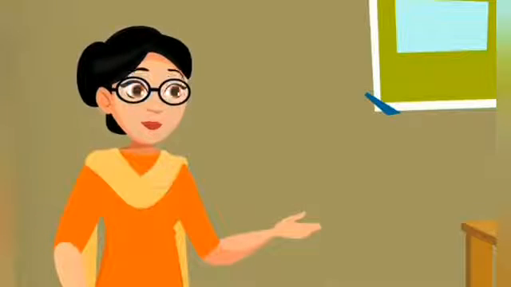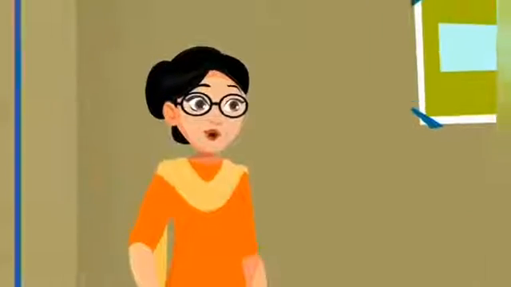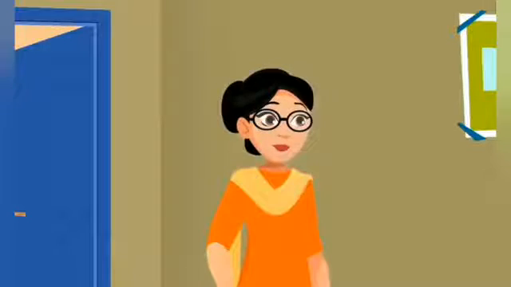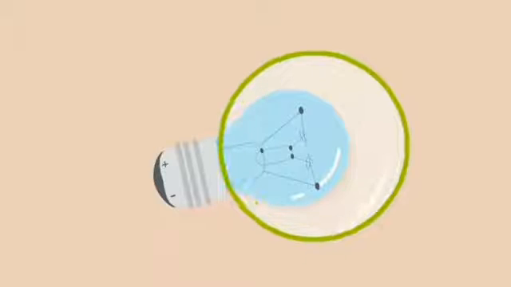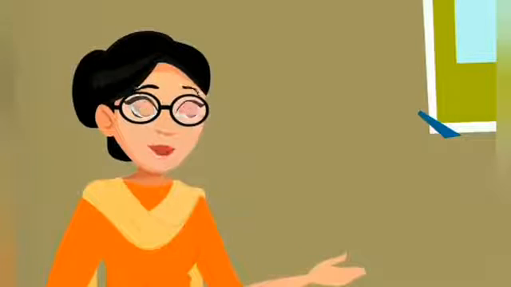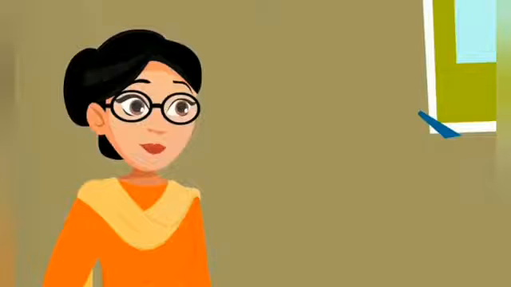All groups have a bulb, battery, and electric wires. First of all, check the bulb thoroughly and then tell me, what have you seen? The bulb is made up of glass and there are small wires inside the bulb. Those wires are called fibers. When we light the bulbs by experiment, carefully inspect the fibers.